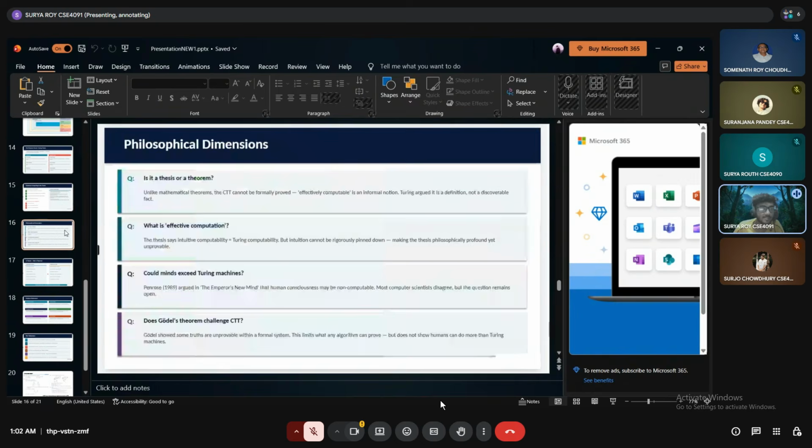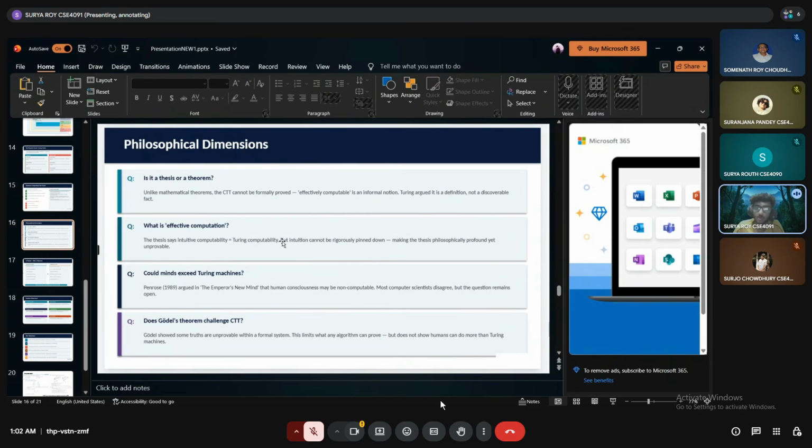Moving on to the next slide, philosophical dimensions. Question 1. Is it a thesis or a theorem? Unlike mathematical theorems, the CTT cannot be formally proved. Effectively computable is an informal notion. Turing argued it is a definition, not a discoverable fact.